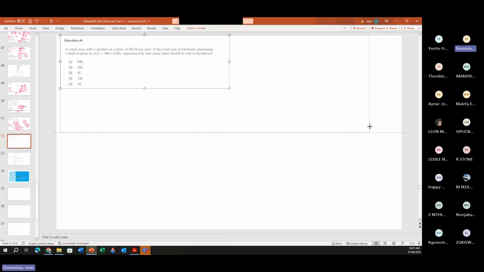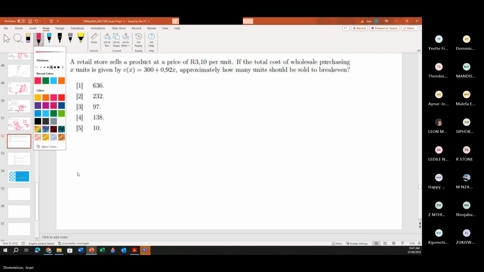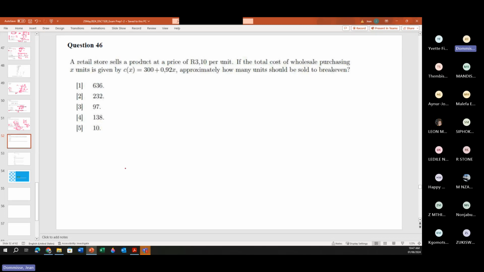Okay, so last two for today. The retail store sells products, so very similar to the other one we did, but now we need to work out something. So retail store sells a product at a price of R3.10 per unit. If a total cost of wholesale purchasing X units is given by this formula, approximately how many units should be sold to break even?